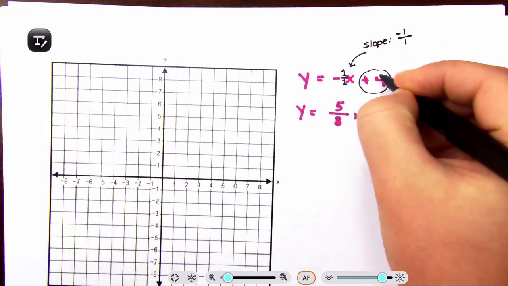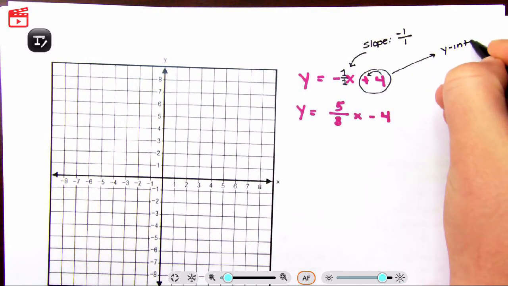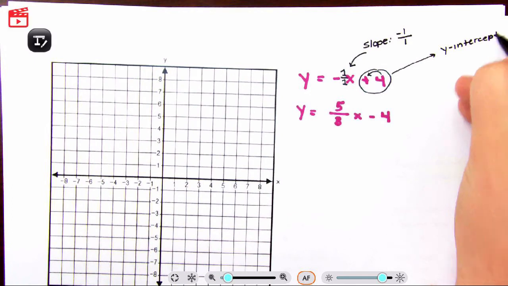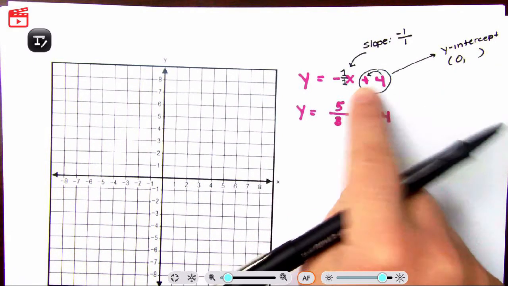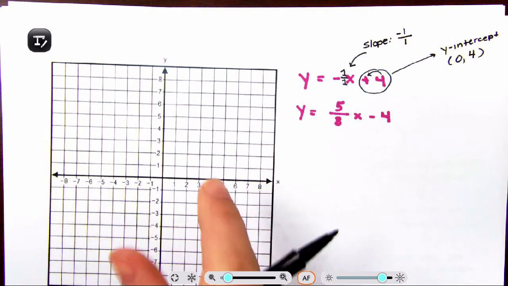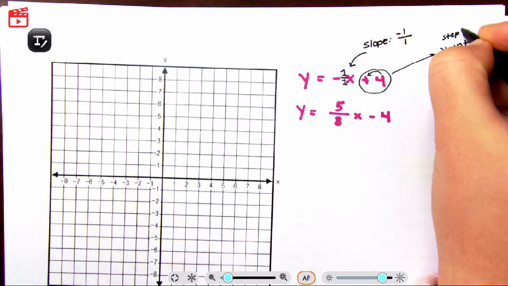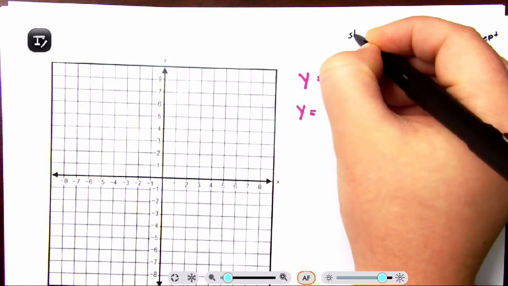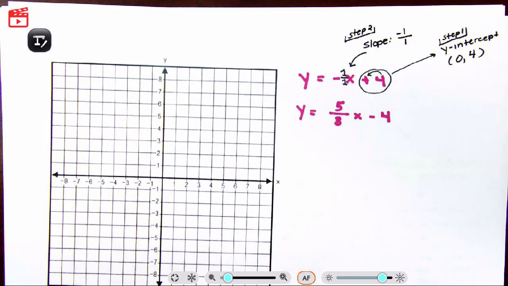This here with the symbol is your y-intercept. And y-intercept is always 0, comma, that number with the symbol. So in this case, 0, comma, positive 4. So I'm going to graph that. I'm going to first start with step 1, and then step 2 is my slope. I'm going to use the slope to find my second point. You only need 2 points. If you want more, that's fine.